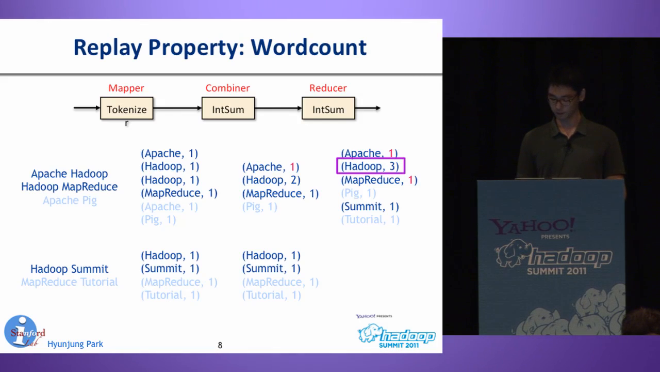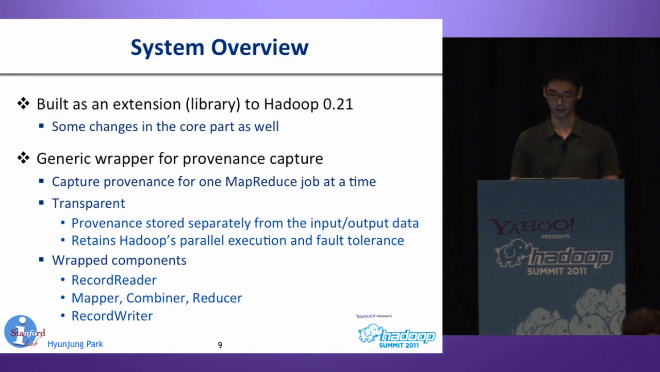So that was for the MapReduce provenance. And let's take a look at the system overview. Our RAMP system is built as an extension to Hadoop version 0.21. It supports the MapReduce jobs written in the new MapReduce API using the context object. Our code is organized mostly as a library, but there are a couple of minimal changes in the core part as well.